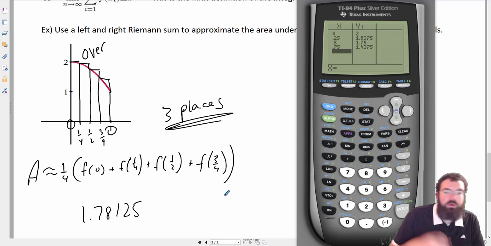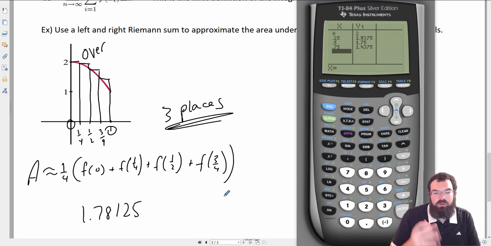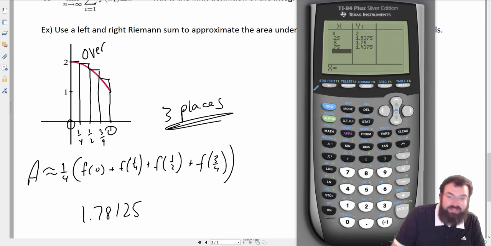Remember, I need to go at least 3 places. But if you want to go more than 3, you're more than welcome. You have to go at minimum of 3. You could either truncate or round to 3, but you have to go at least 3. Okay, so that's that one.